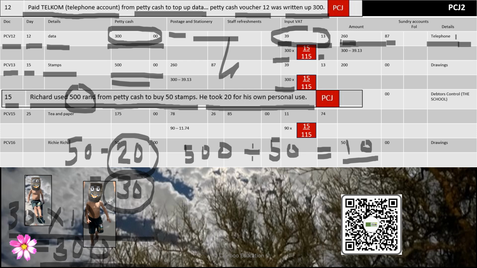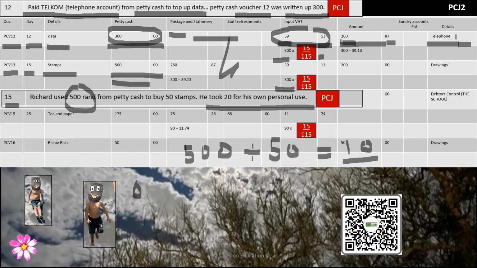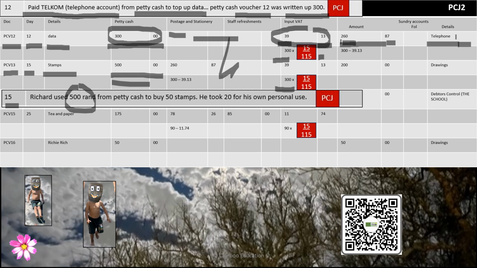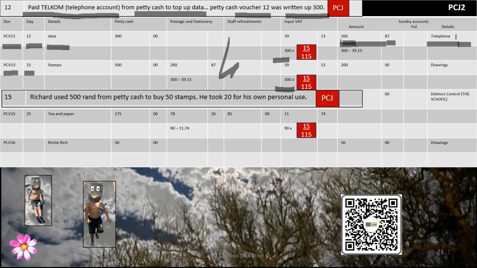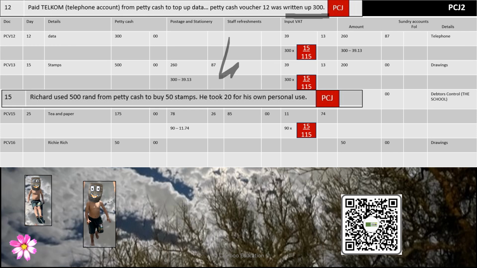We need to calculate the VAT because stamps are necessary in our business. So we say, what is the input VAT we can claim? Let me clean this up a bit. It's starting to get a little bit messy. So 30 stamps at 10 Rand came to 300. Those stamps are going to be used for the business. So on those stamps we can claim input VAT. So there we go. 300.